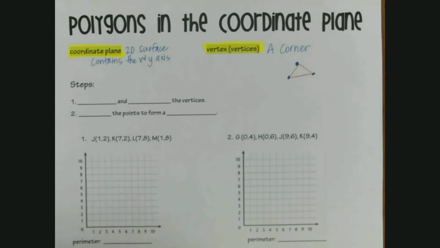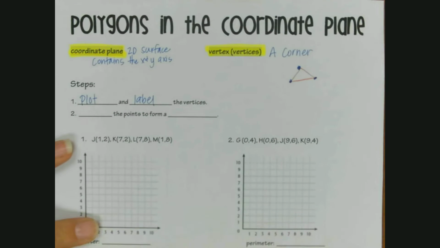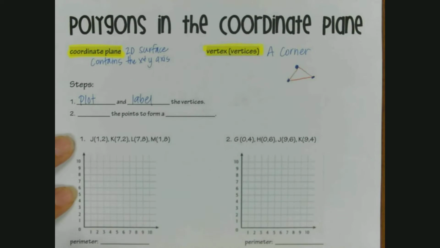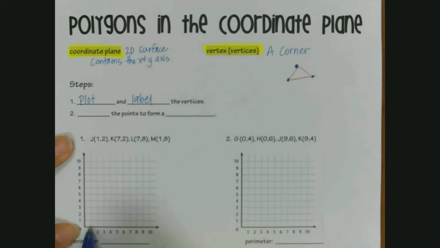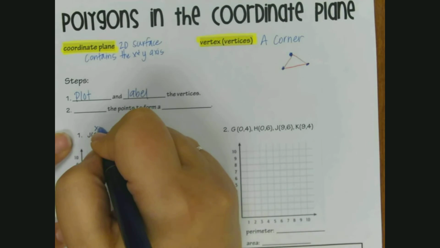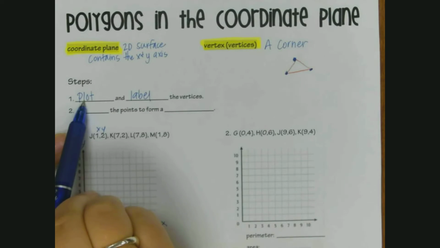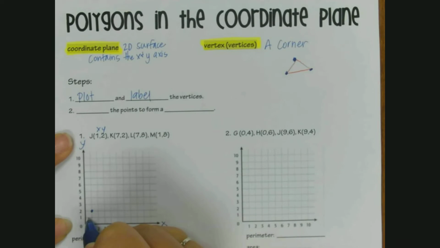So, step number 1 is going to be plot and label the vertices. Okay, so let's do that. Number 1, I've got 1, 2. So J is go over 1 and up 2. Remember, the first point is x, the second is y. We go over for the x-axis and up and down for the y-axis. So not just plot the point, but also label. So that's going to be J. So I'm going to label that out here.